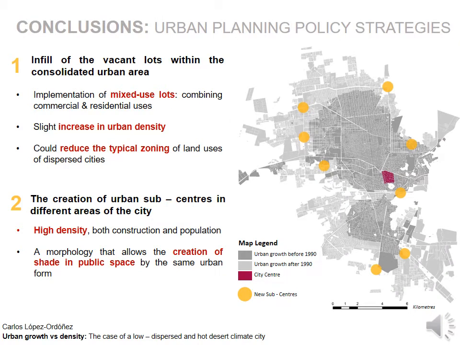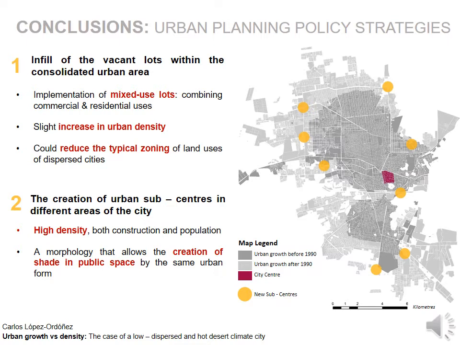After observing the relationship between urban form and climate, it seems necessary to define strategies for an urban planning policy that include these aspects. We propose two strategies. The first is the infill of the vacant lots that are within the consolidated urban area, implementing mixed-use lots. This could mean an improvement in terms of a slight increase in urban density and could help to reduce the typical zoning of dispersed cities.